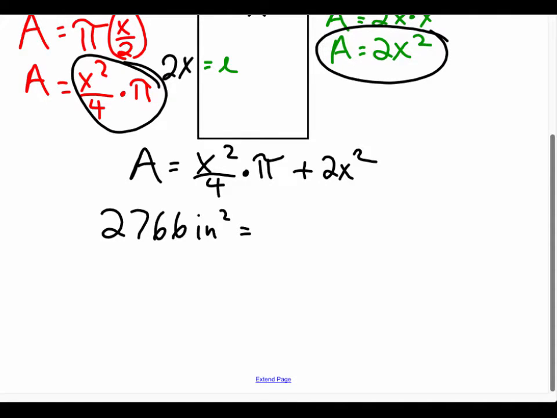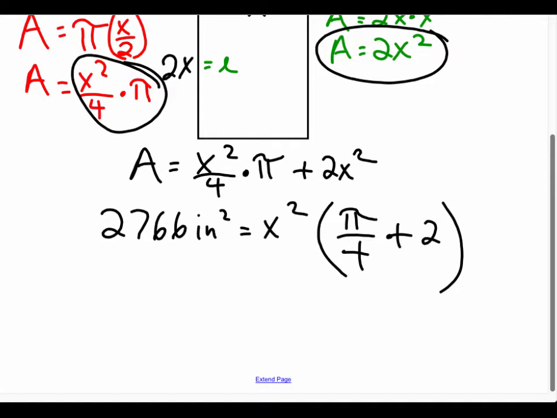Now I'm going to clean this up a little bit. If I factored out an x squared, I would have x squared times the quantity, pi over 4 plus 2. And I'm going to pause there and let you guys look at that and see if that's correct. Does that seem right to you when I factored out the x squared?